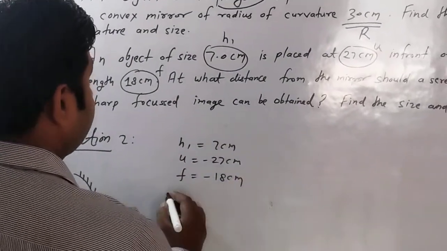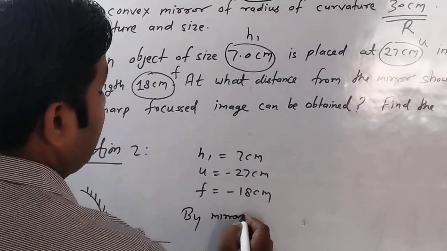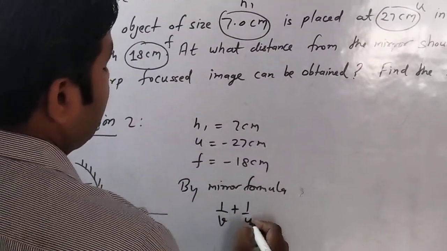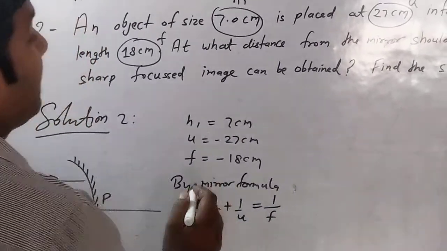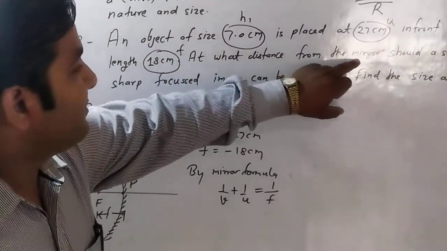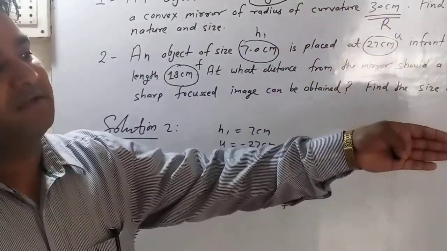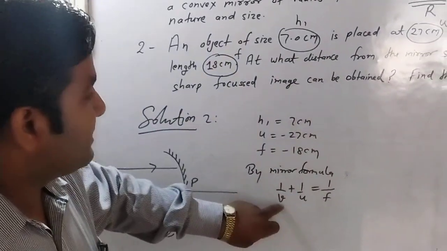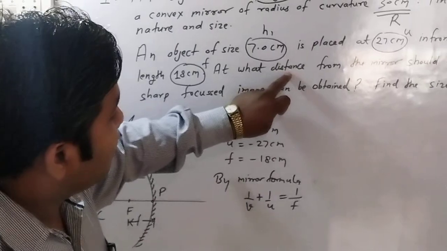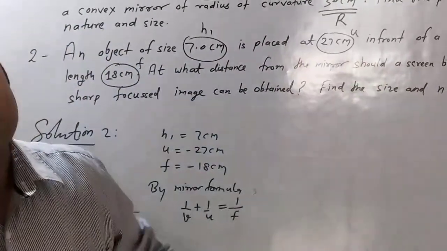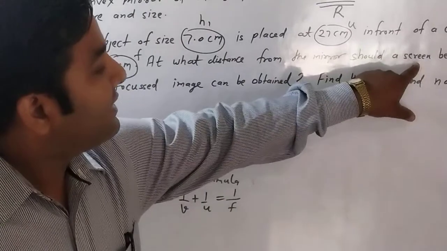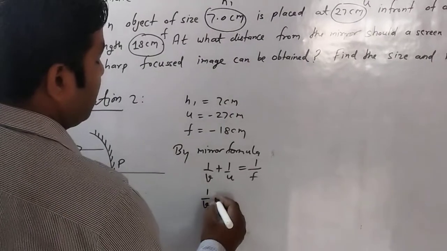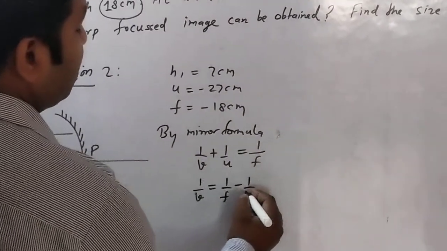So by mirror formula, 1 upon v plus 1 upon u is equal to 1 upon f. In the calculation, at what distance from the mirror should a screen be placed? Screen means whenever a screen is placed, then the image of the object will be formed on the screen. That's why we have to calculate what? Image distance. Here, distance from the mirror should a screen be placed. It means whenever the image distance is clear, then at that point we will adjust the screen where the image will form. So 1 upon v is equal to 1 upon f minus 1 upon u.